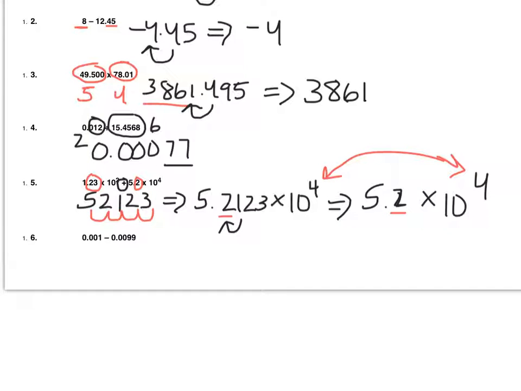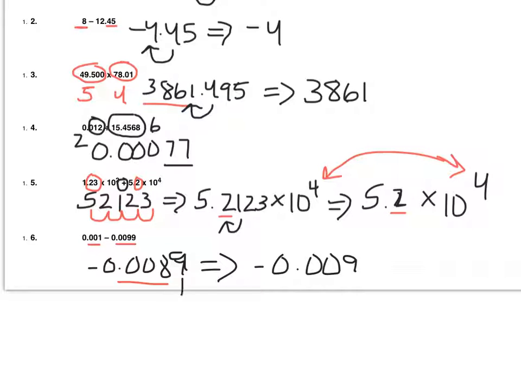Number 6 here has a subtraction problem, and you end up getting negative 0.0089 for an answer. Now, we have subtraction here, so we want to look at decimal places. This is 3 to the right of the decimal. This is 4. So we can only give our answer 3 to the right of the decimal. So we're going to make that 1, 2 places, and the third is going to be a 9. The 9 will round the 8 up, right?